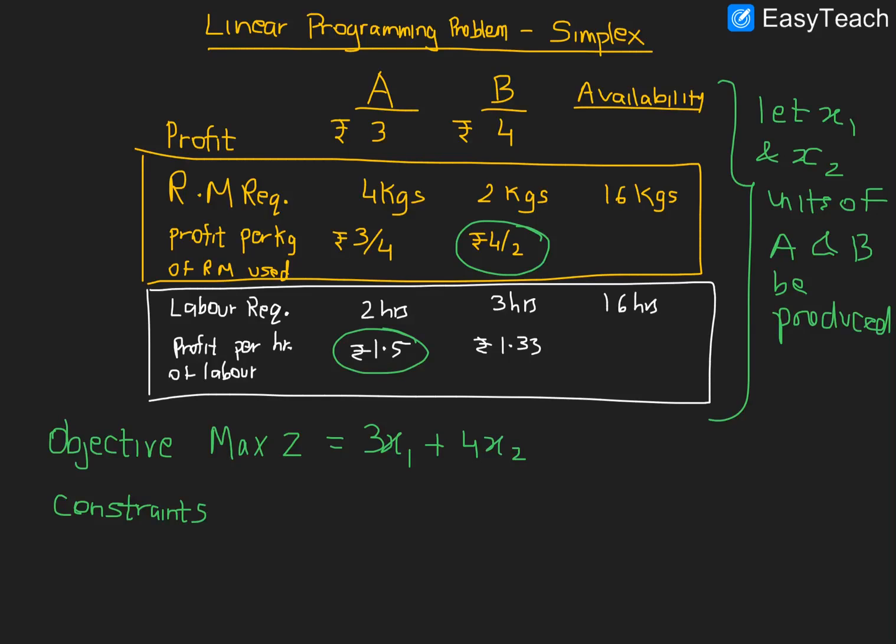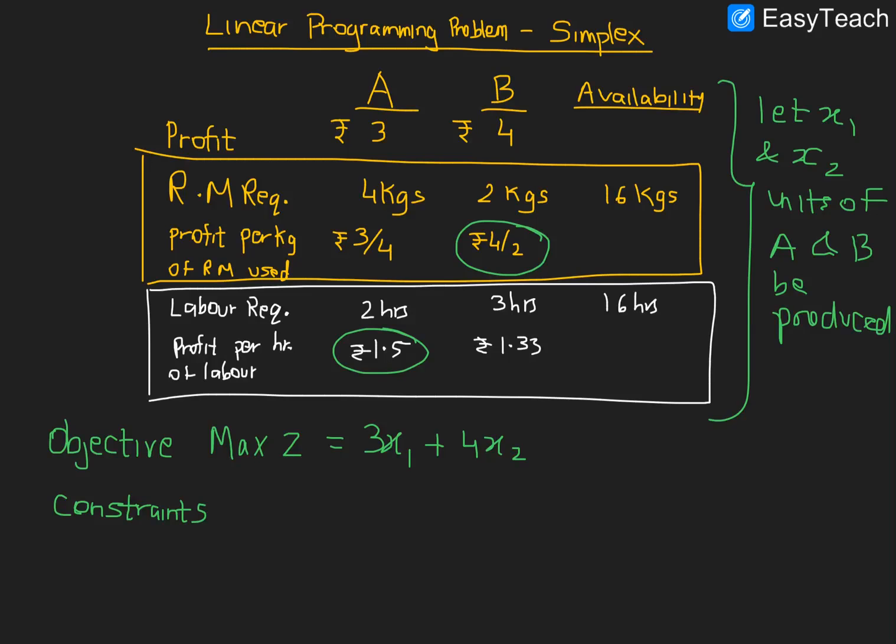Then we have the constraints for this. So maximize Z, this was the objective function which we have set. Now there are constraints, and as we see, there are two constraints. One is with regards to the raw material, other is with regards to the labor.